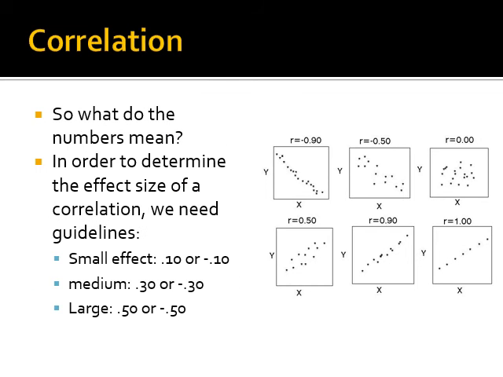So what do the numbers mean? Well, in order to determine the effect size of a correlation, we need the following guidelines, and r, by the way, is an effect size. A small effect is 0.1 or -0.1. Medium is 0.3 or -0.3, and large is 0.5 or -0.5.